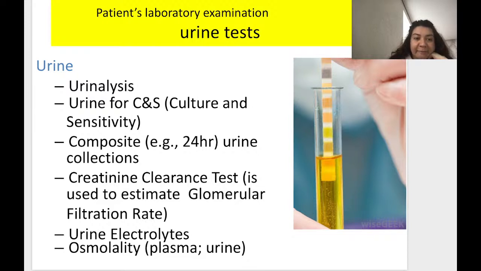Urine tests. We do simple urine analysis, urine for culture and sensitivity. It is composite urine collection, most often needed during 24 hours, for example, for checking proteinuria. It is creatinine clearance test. It's used to estimate glomerular filtration rate. It is urine electrolytes and osmolarity, for example. We do it for plasma as well as for urine.